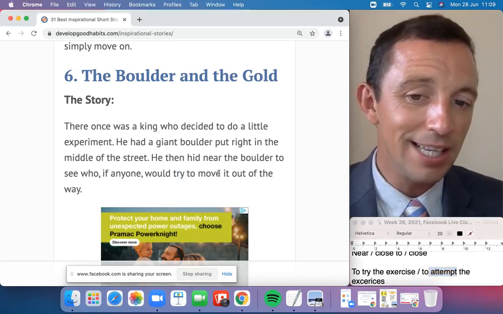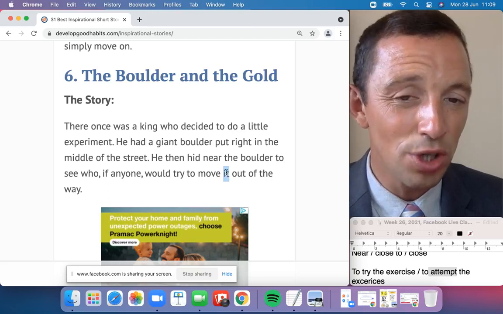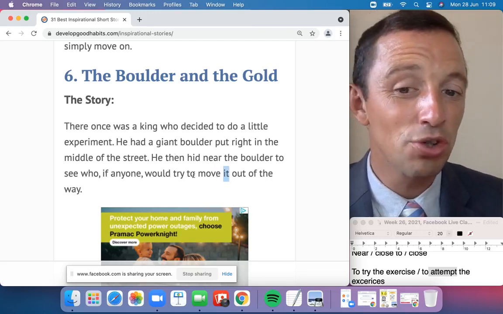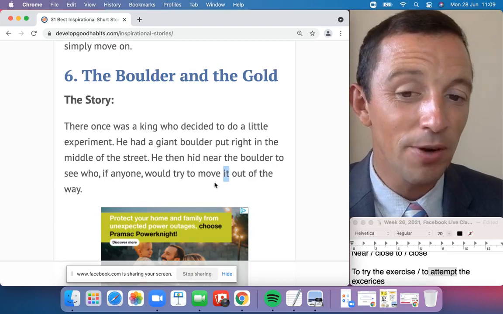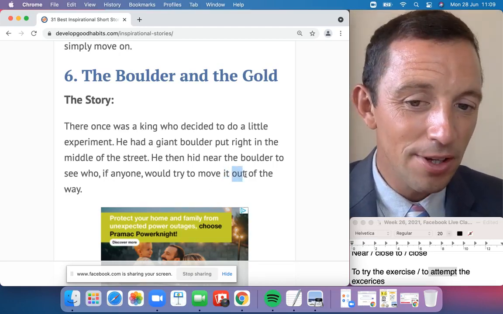To move is the verb. It is very, very important. So this is the substitution for the boulder. So they would try to move the boulder. Okay, but we don't need to say boulder again. We just say to move it out of the way.